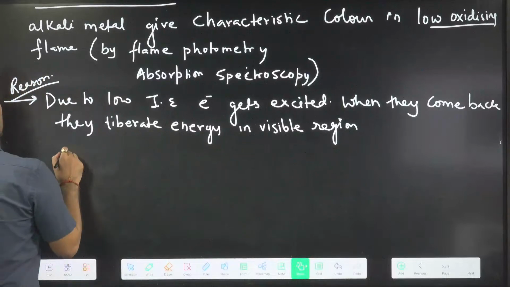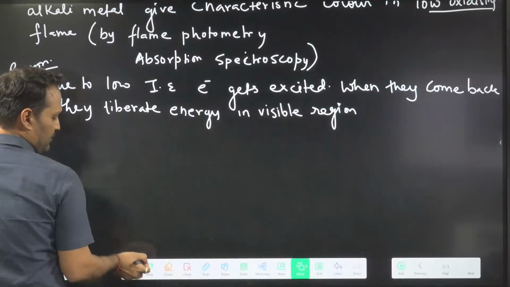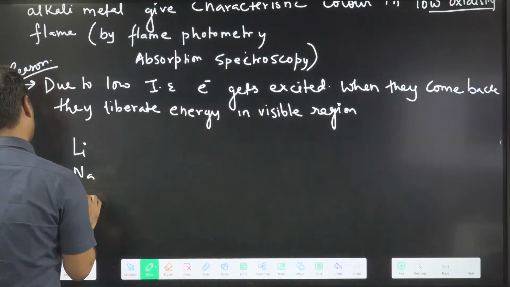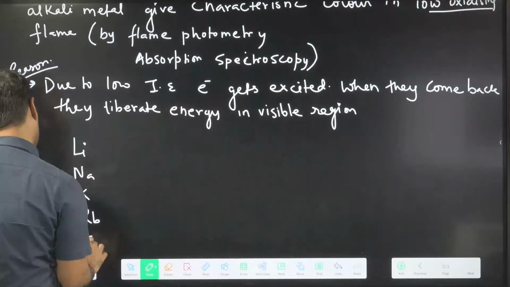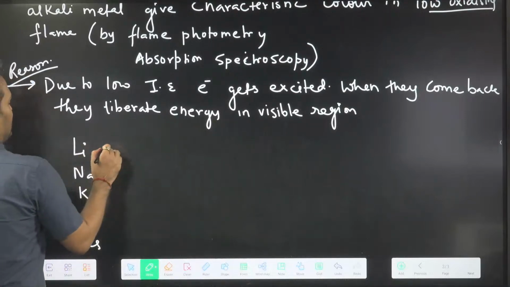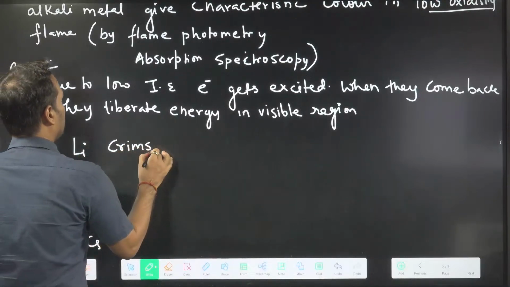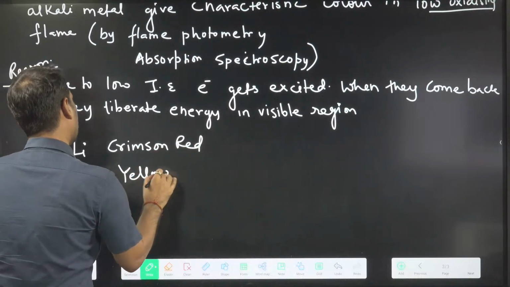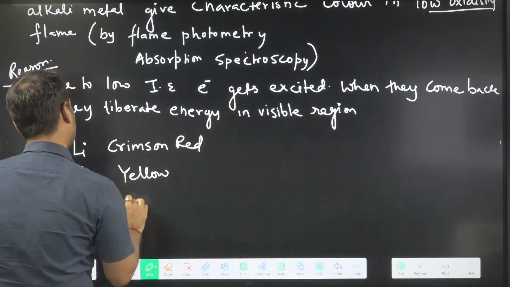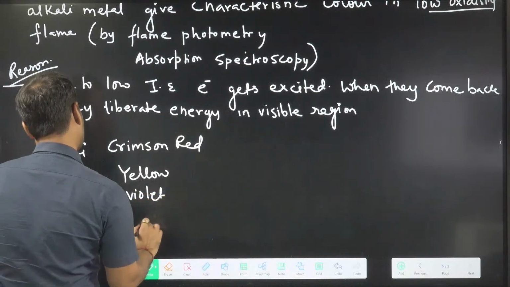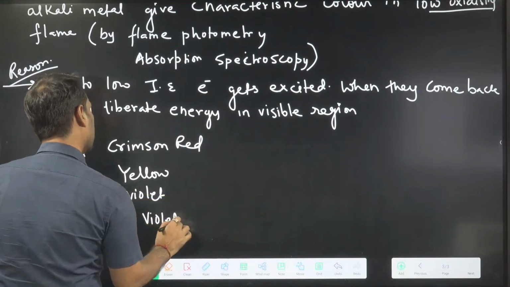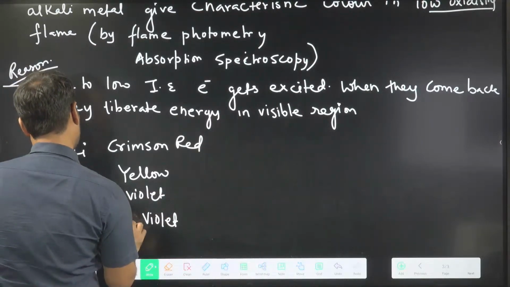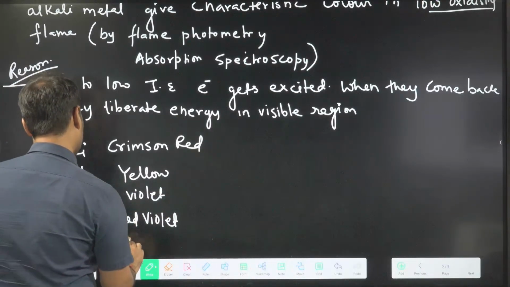Okay. So what are the colors? Do you remember the color? So lithium is there. Then what is there? Tell me: sodium, potassium, rubidium, cesium. So lithium is what? Crimson red. Sodium, yellow. Then potassium, violet. Rubidium, red violet. And cesium.